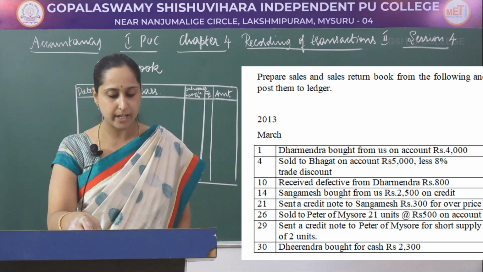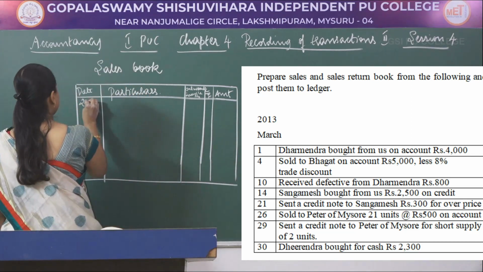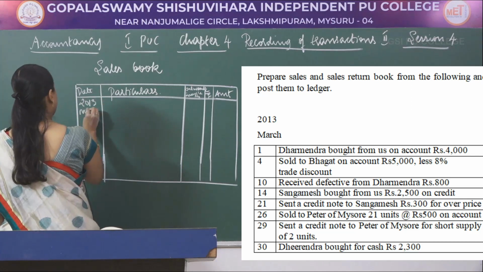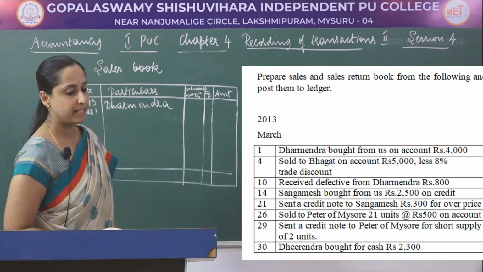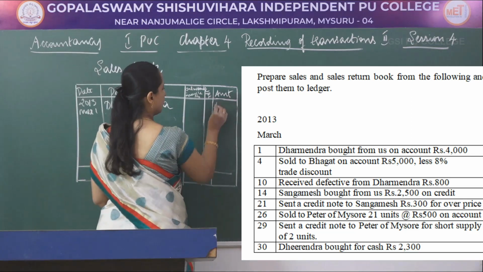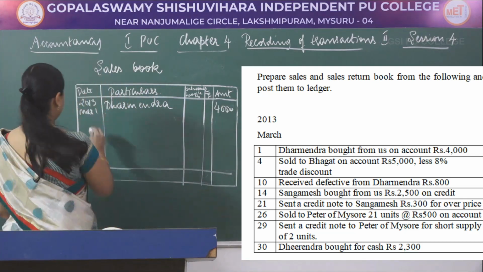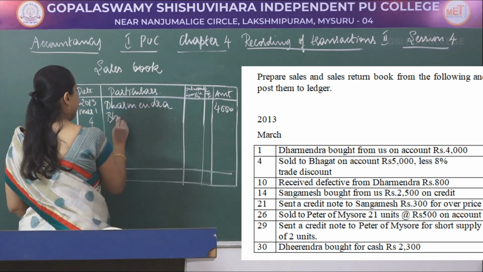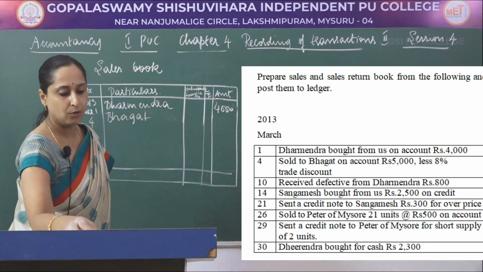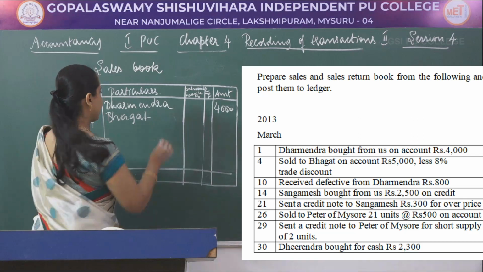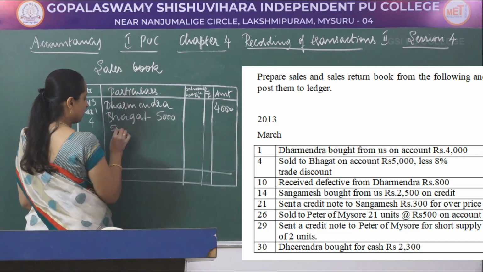Dharmendra bought from us on account rupees 4,000 on 2013 March 1st. On March 1st, Dharmendra bought from us goods worth rupees 4,000. And on March 4th, Bhagat bought from us goods worth rupees 5,000 and we gave him an 8% discount.